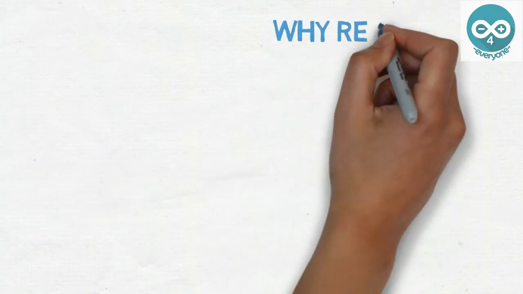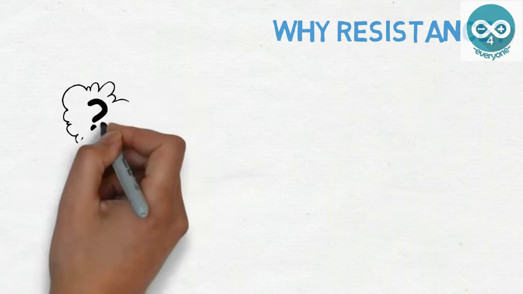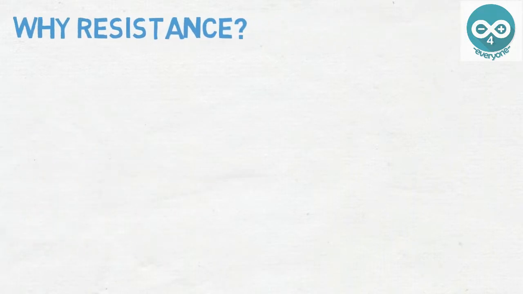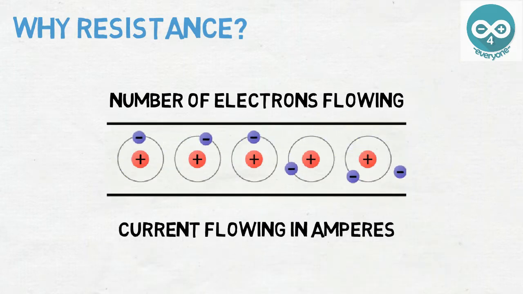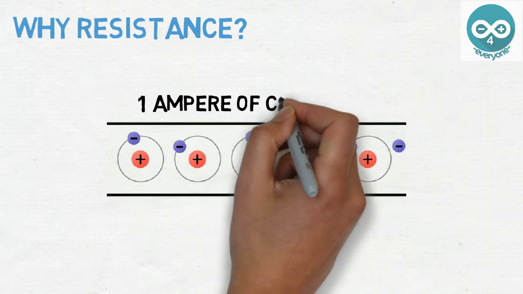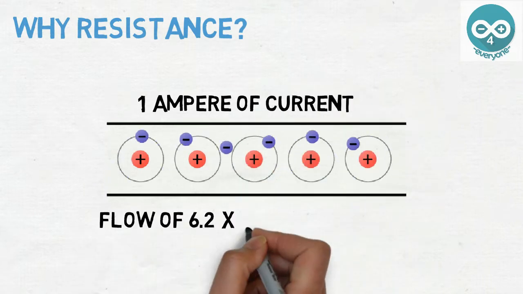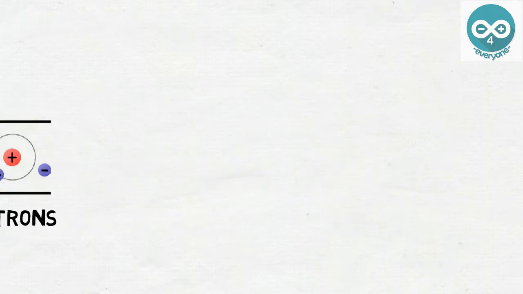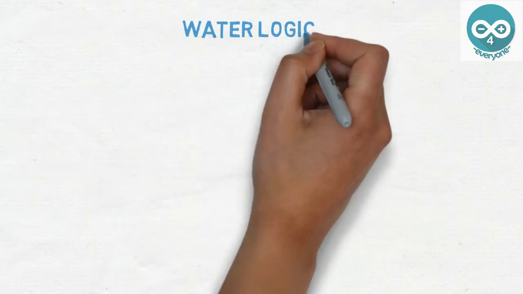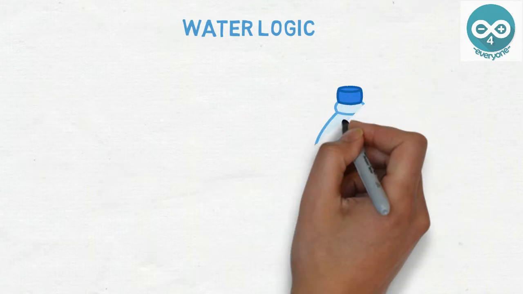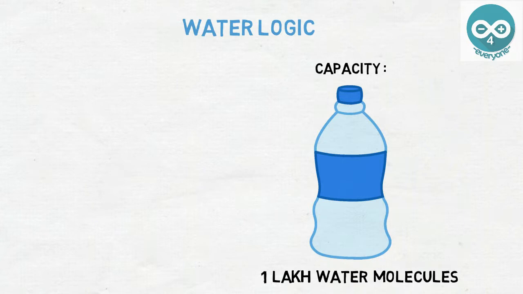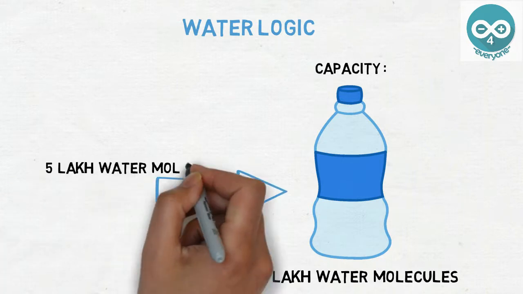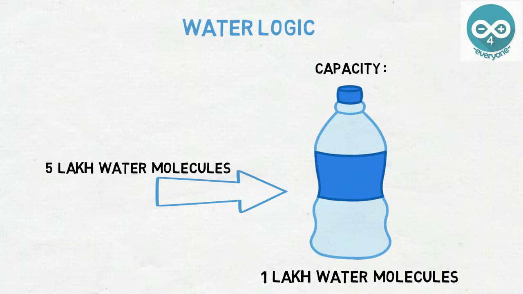So why do we need resistance? If you remember from the last video, the number of electrons flowing in a wire decides the amount of current flowing in amperes. Like 1 ampere is equal to a flow of 6.2 into 10 to the power 18 electrons flowing per second. So to understand the need for resistance, let's go through the water logic again. Let's assume there is a bottle whose capacity is 1 lakh water molecules and you try to fill in 5 lakh water molecules. What will happen? Yes, the bottle will blast.